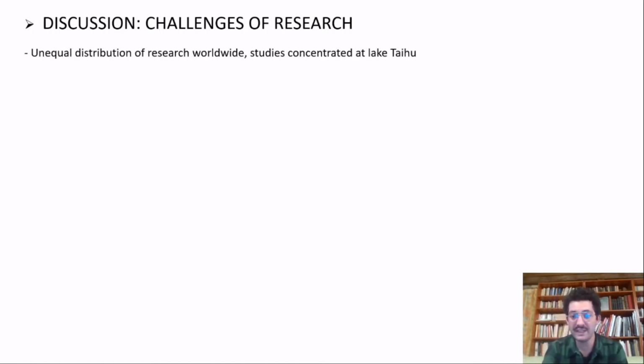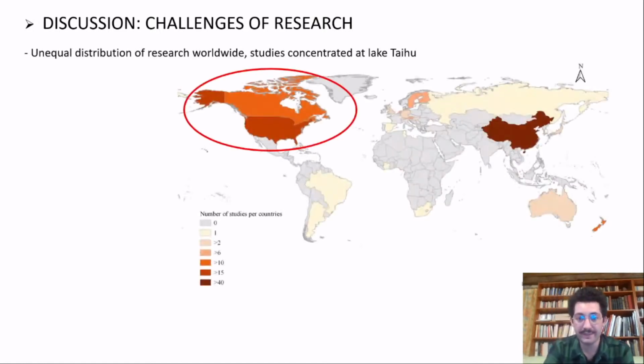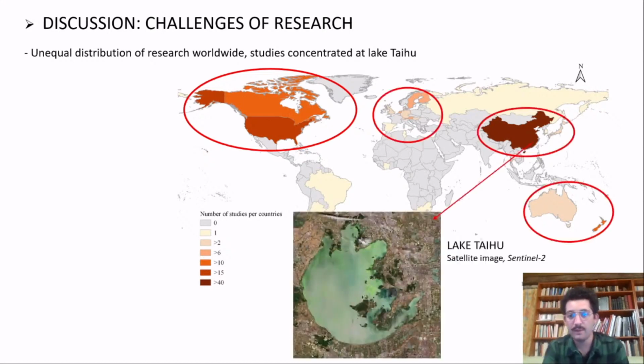First, we detected an unequal distribution of research worldwide. This high concentration of studies in North America can be attributed to the highly productive tradition of research in limnology. In Asia, a high concentration of studies are led on lakes like Taihu in China, with more than 44 studies on the resuspension phenomenon. It can be due to the high number of algae blooms that can occur on the lake and the fact that it supplies drinking water for more than 2 million people.